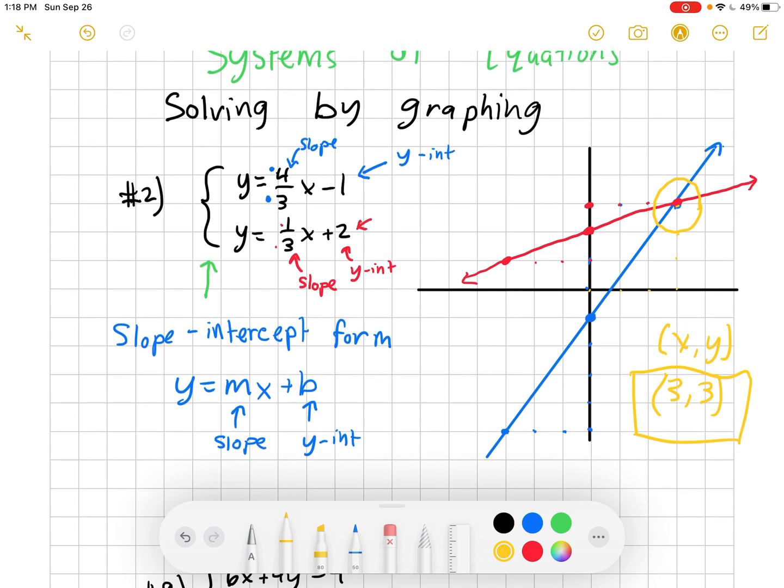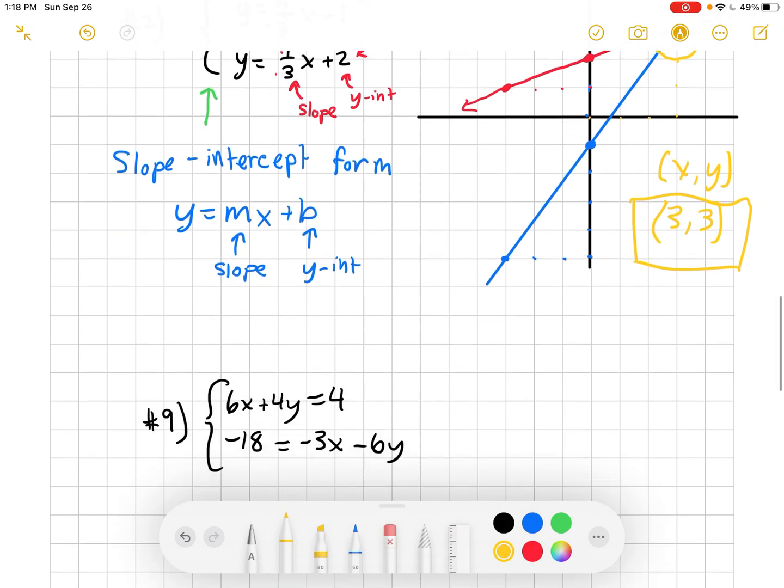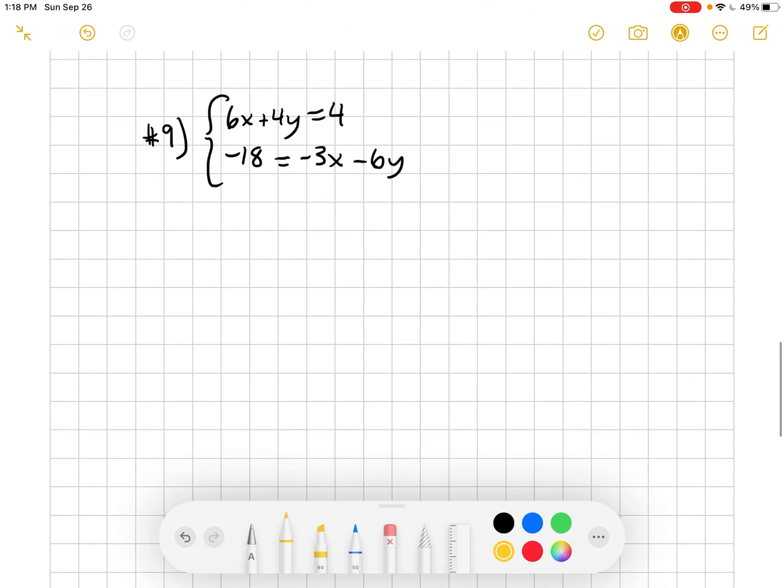I want to do another example problem. In this case, I've chosen number 9. It's right here. You'll notice that the two lines in this case are not in slope-intercept form. They are in standard form. Some of the equations I've given you on this assignment aren't even in standard form. They're just kind of jumbled up x's and y's.